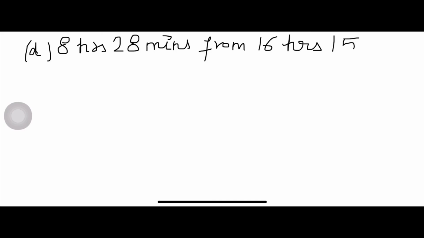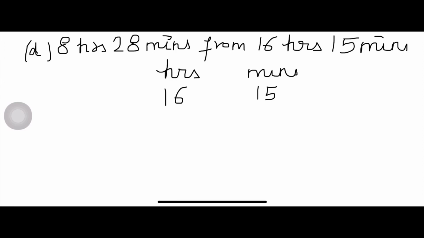16 hours, 15 minutes. Now see, first write hours and then write minutes. So we have to subtract 8 hours 28 minutes from 16 hours 15 minutes. Now see here 28 minutes is given and we have to subtract 28 minutes from 15 minutes. So in this question also we will follow this step. We will add 60 and deduct 1. So add 60, 5 plus 0 is 5, 1 plus 6 is 7. 16 minus 1 is 15.